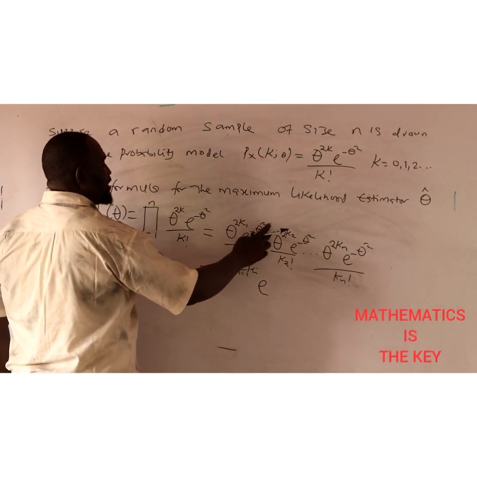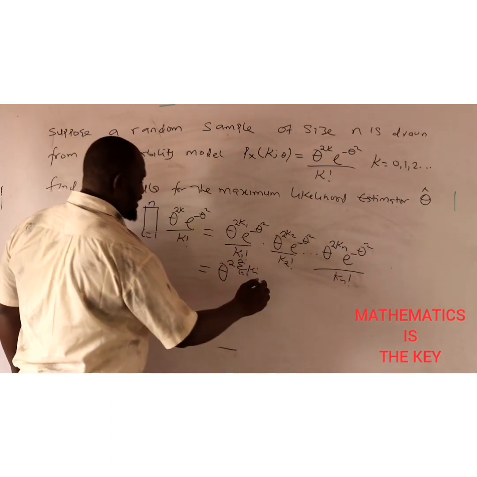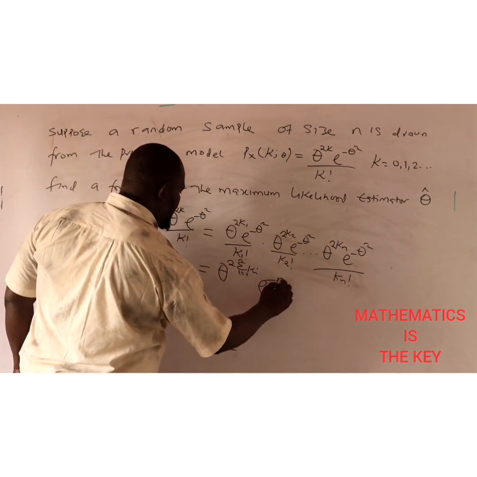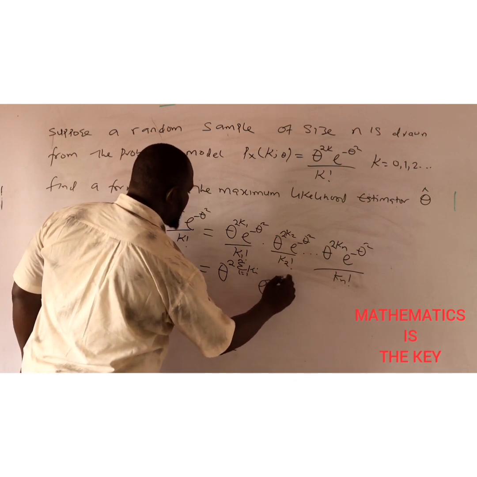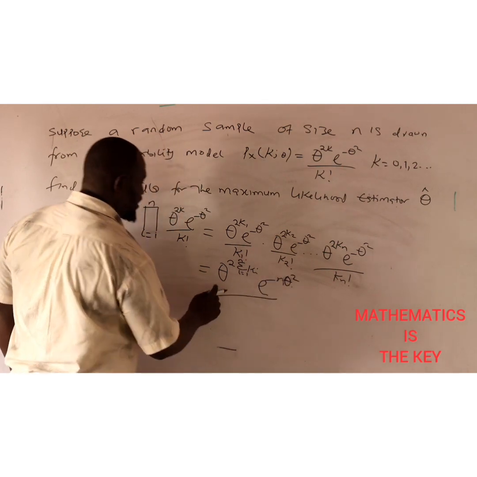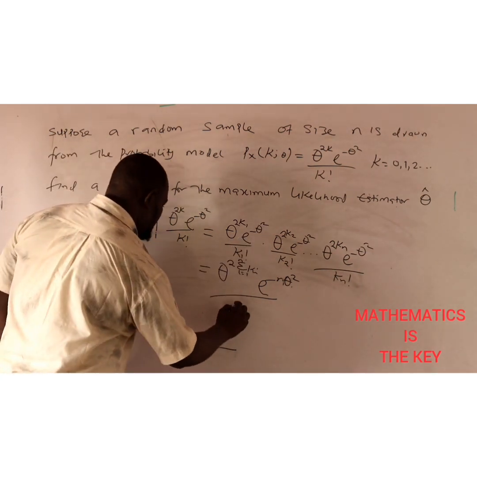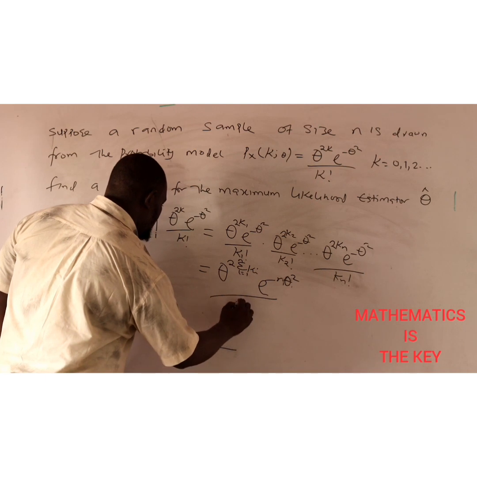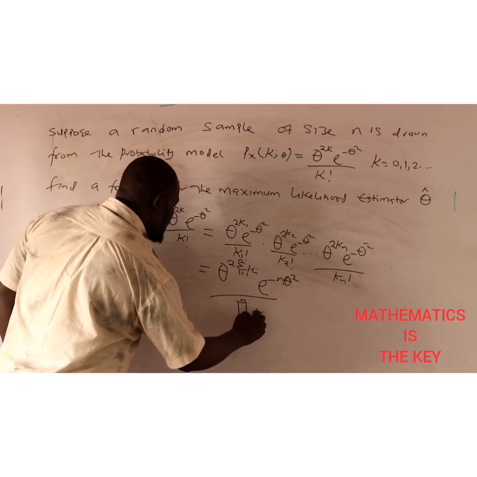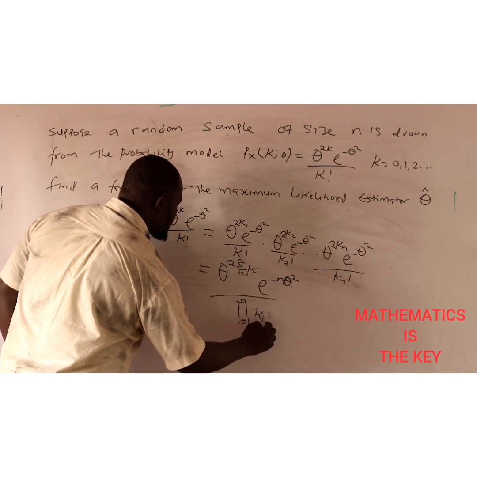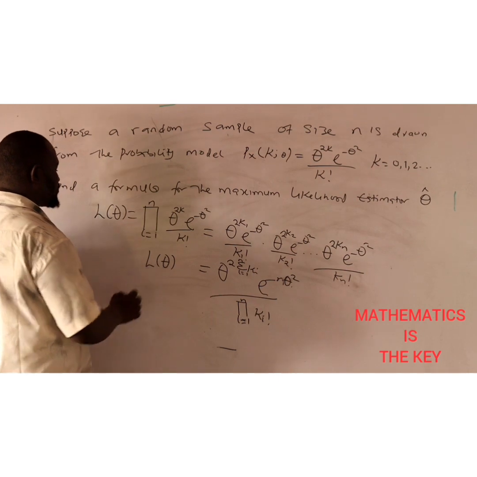Minus theta square, minus theta square, minus theta square. There are n of them, so minus n theta square, all over k1 factorial times k2 factorial up to kn, which is the product of i equals 1 to n of ki factorials. This is our likelihood function for theta.